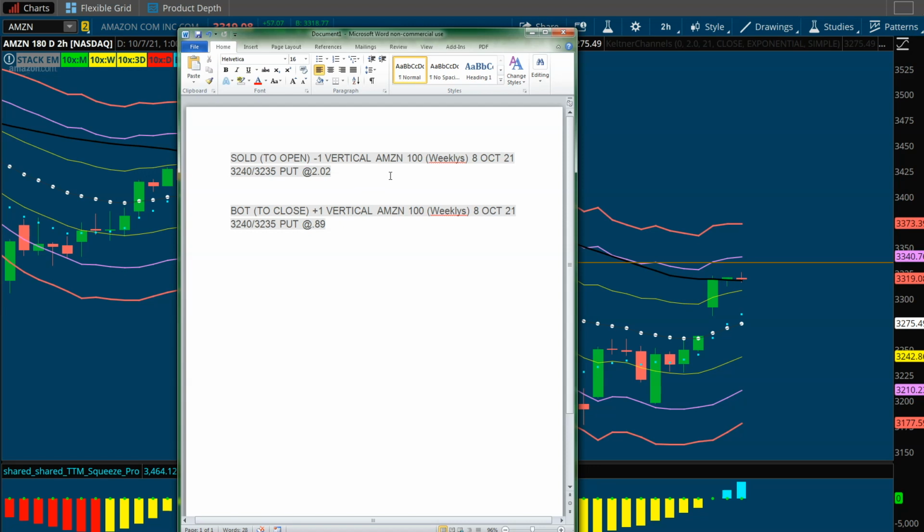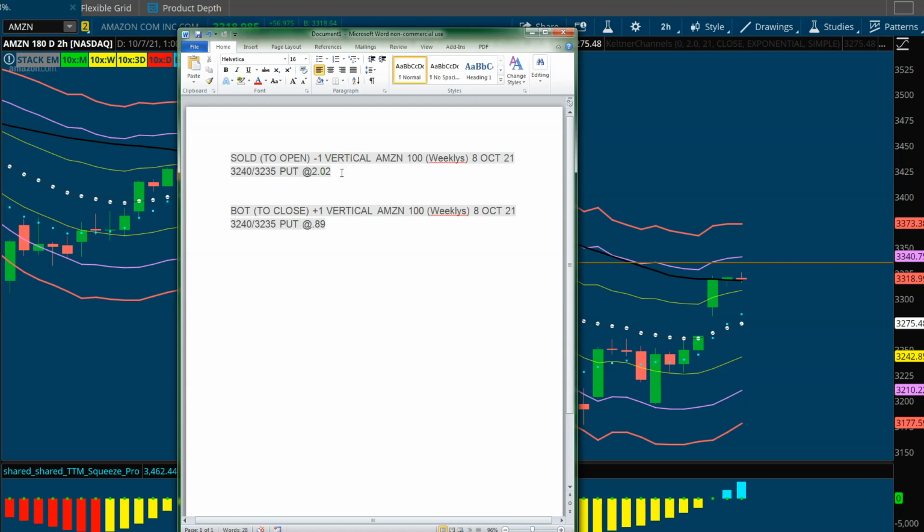I sold to open, so I'm opening a new trade, a vertical on Amazon. There's the expiration date, August 8th. There's the strikes, so we know it's a put, so 32.40, 32.35 put credit spread, and then I'm getting filled at $2.02. So there's your entry order.